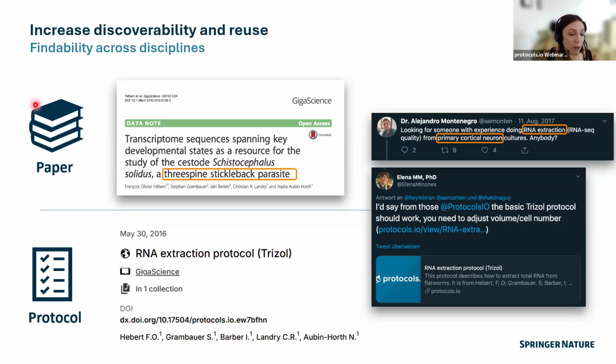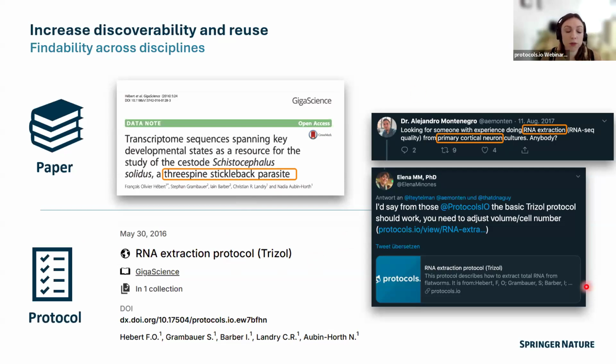If we look here at the paper and the associated protocol with that paper, we can see that the paper is very focused on the impact of that science. So this is the study, and the study was on three-spine stickleback parasite. So that's a fish parasite. So people who find this paper might be people who research fish parasites. However, the protocol within that paper is a generic RNA extraction protocol, which would be beneficial to researchers working on all different types of cells.